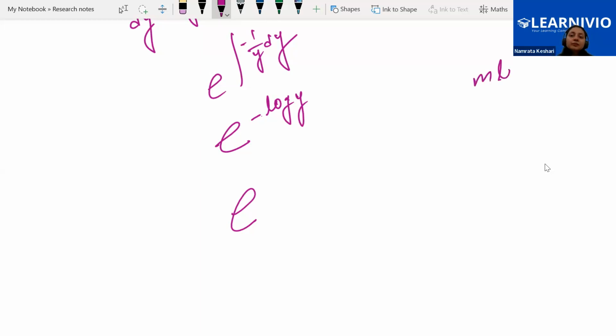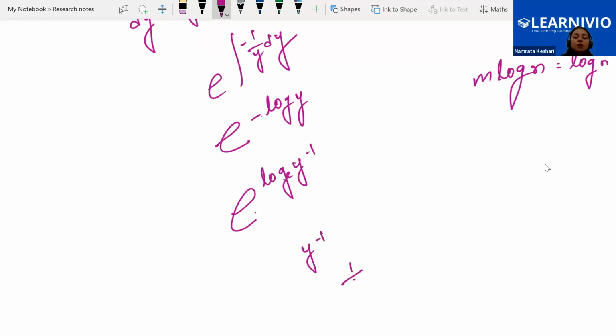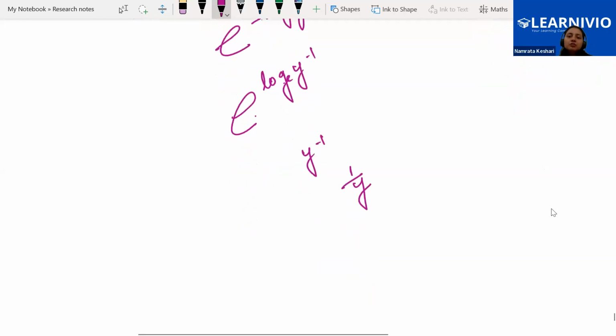m log n means log n to the power m, so y to the power minus 1. Exactly. And e and log will neutralize each other. We will end up having y to the power minus 1, or 1 by y, as the integrating factor. Have you noted the step? Yes, ma'am.